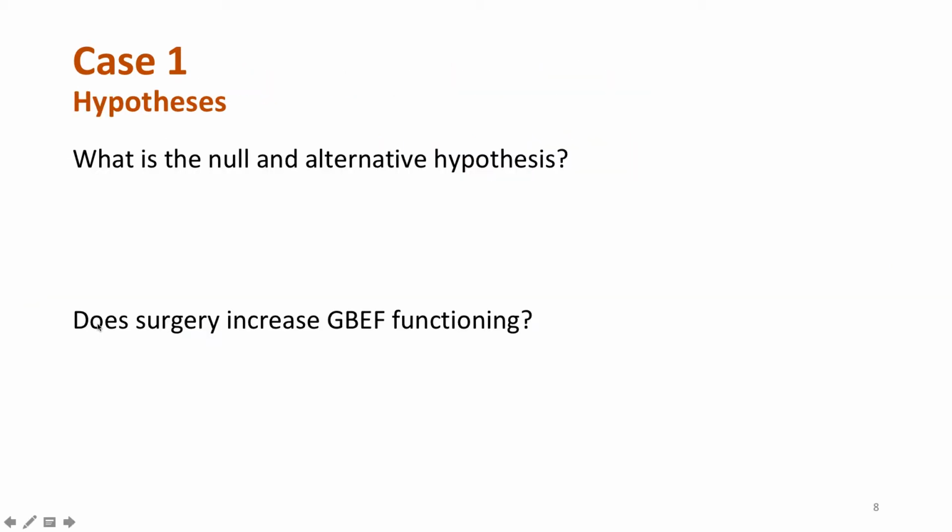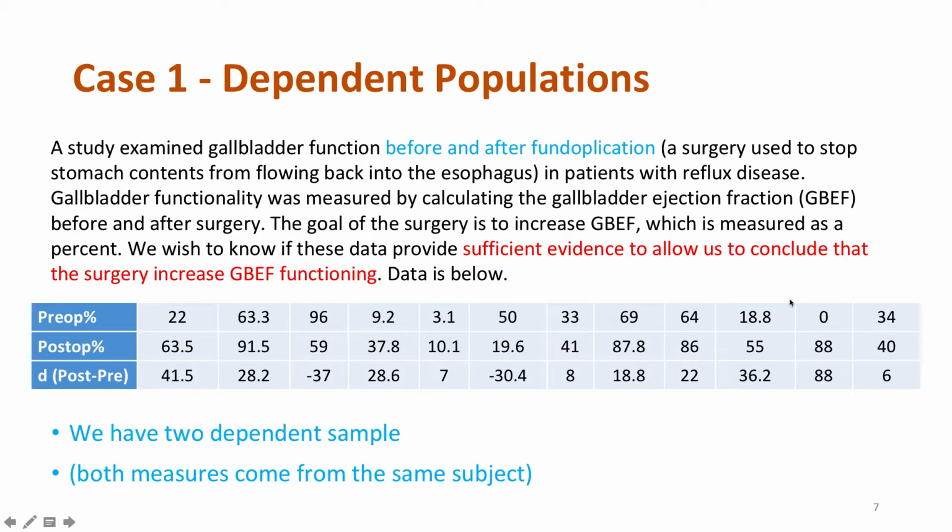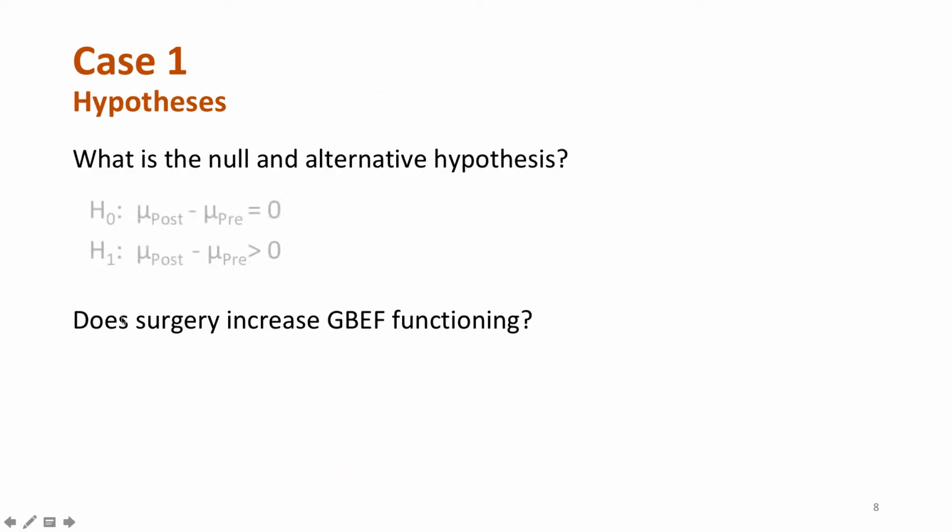And then, okay, what's the null and alternative hypothesis? So this one, the H0 is going to be this one minus this one equal to 0. And this one is going to be, because what we want is this one to increase. So we want this one to be greater than this one. So this one minus this one is greater than 0. So does this surgery increase this factor? Yeah.